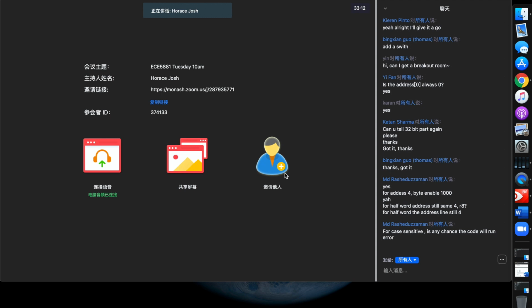Yes, the syntax should be case sensitive. So if you define a wire that is called some wire, if you have a capital S, then you have to use a capital S wherever you use that wire name.